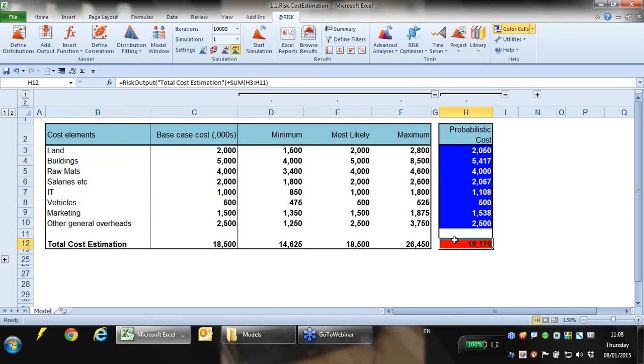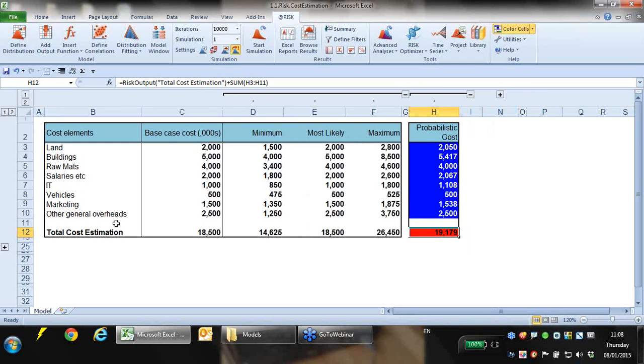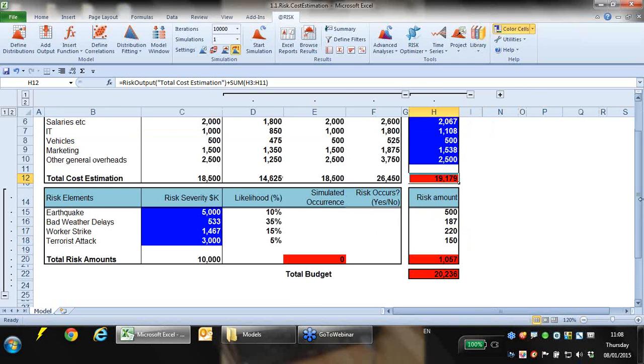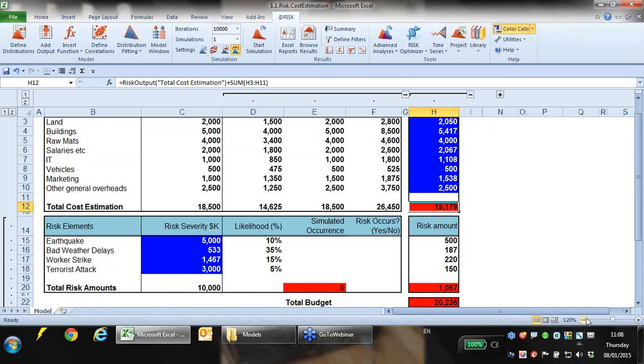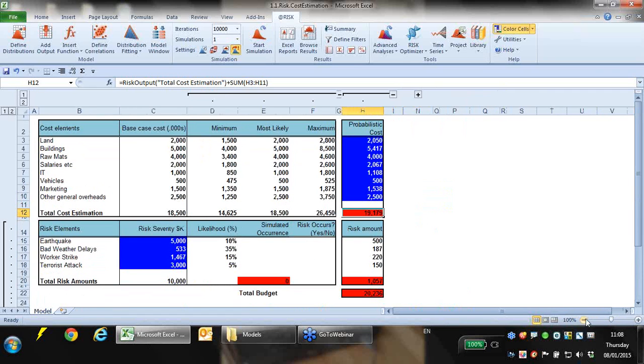But there's a separate category of things which we would typically call risk events, which can also have an impact on the cost of our project. And so I've got, let's try and get it all on screen. Okay, so down here I've built in a little example of a risk register. So risk events are events which may or may not happen, but if they do happen, they're going to have an impact on how much it costs us to fulfill this project.